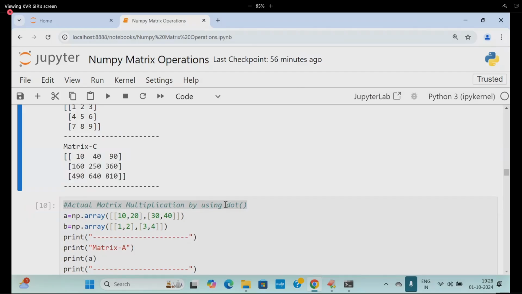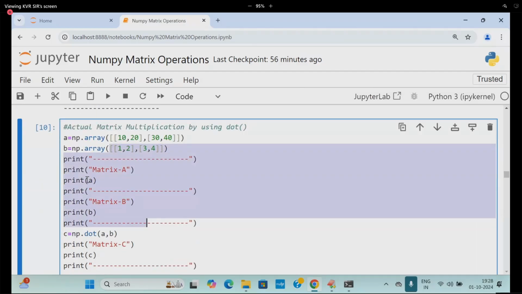Okay, sir. Dot is matrix multiplication, and star is different. Yes, sir. Got it, sir.